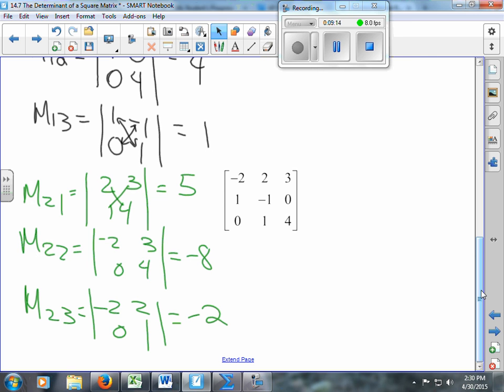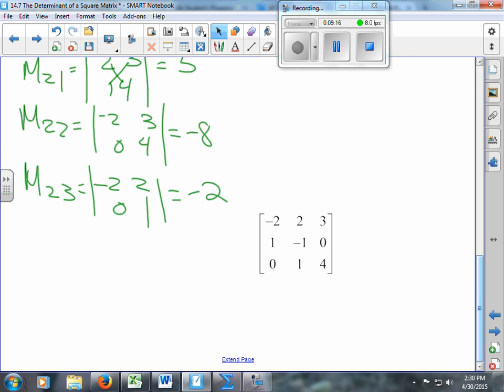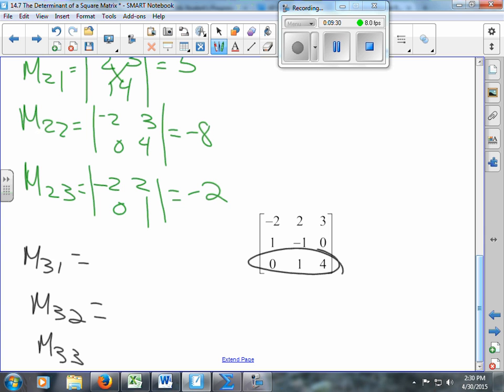Okay, now I want you to pause the video at this point, and I want you to find the final 3 minors. Okay, we're not done with this example because we have to find the cofactors still. But I want you to pause the video and find the minors of the last row. So you're going to find minor 3, 1, minor 3, 2, and minor 3, 3.